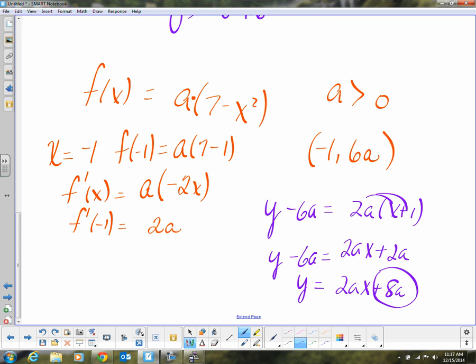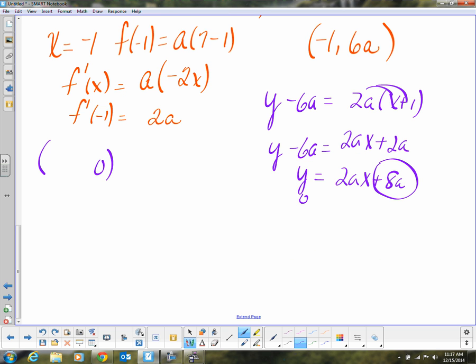Find the x-intercept of the tangent line. X-intercept means y is 0. So if I put 0 in here, I'll have 0 equals 2ax plus 8a. So negative 8a is equal to 2ax. Divide by 2a, what is x equal to? Negative 4. So your x-intercept is negative 4. In terms of a, the area enclosed by the graph, the tangent line and the y-axis, D you could not do, but I only asked you to do A through C.